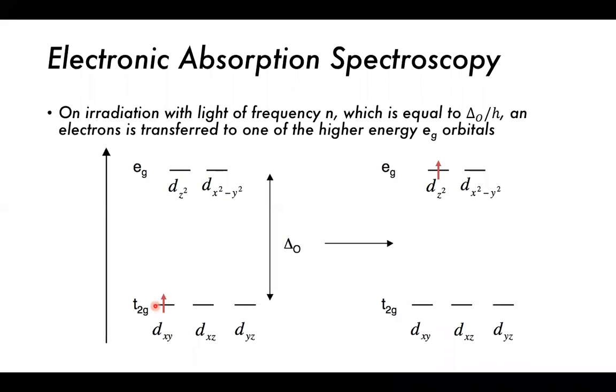So what we're measuring during this is going to be the transition from, if it's in this d1 complex, the transition from the t2g set up to the eg set. And so the transition between those is going to be given as the delta O. And so we can measure this using UV-Vis spectroscopy.